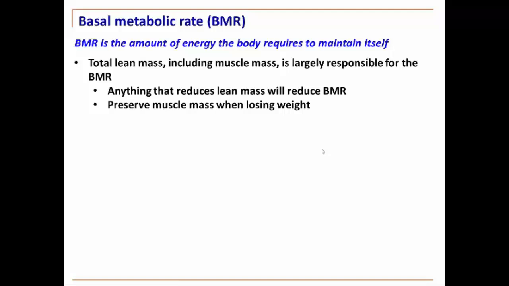And of course, your total lean mass includes your muscle mass, and that is largely responsible for your basal metabolic rate. And your lean mass, if you're thinking about it, includes that muscle mass, but it's basically everything except fat. Okay, so it's your skeletal muscle, it's your bone, it's your organs, your tendons, your ligaments, the fluid, whatever it might be. It's everything except fat. That's your total lean mass.